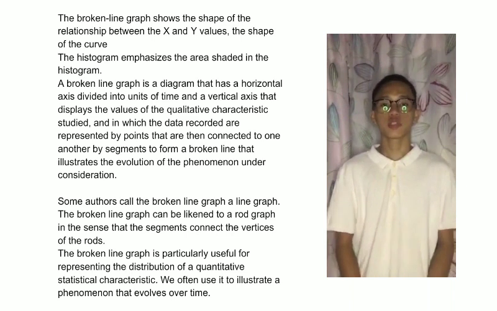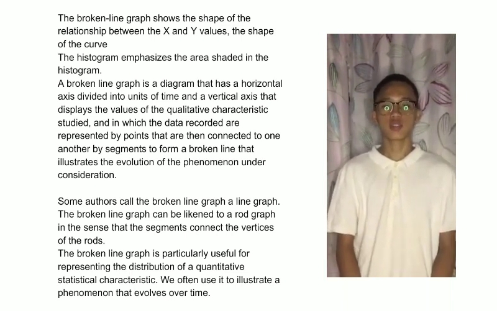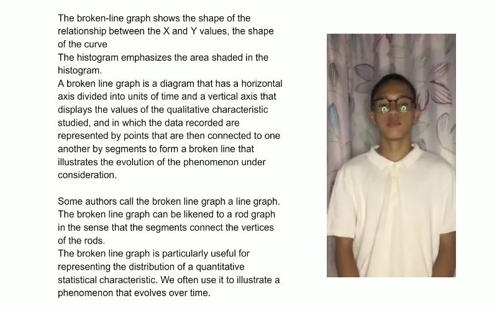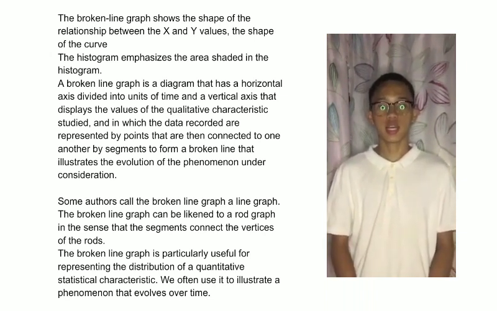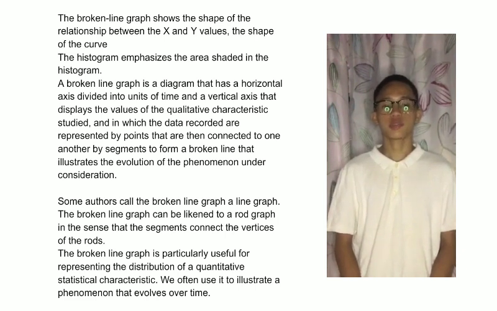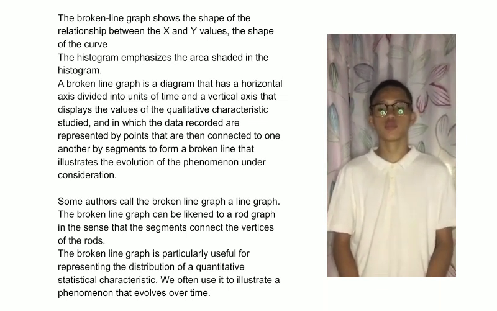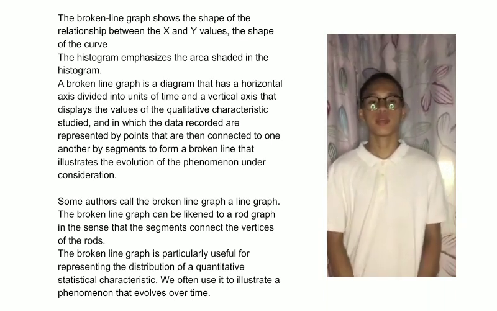A broken line graph shows the shape of the relationship between the x and y values, the shape of the curve. A histogram emphasizes the area shaded. A broken line graph is a diagram that has a horizontal axis divided into units of time and a vertical axis that displays the values of the quantitative characteristic studied, in which the data recorded are represented by points that are then connected to one another by segments to form a broken line that illustrates the evolution of the phenomenon under consideration. Some authors call the broken line graph a line graph.